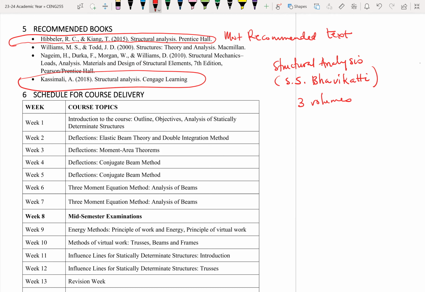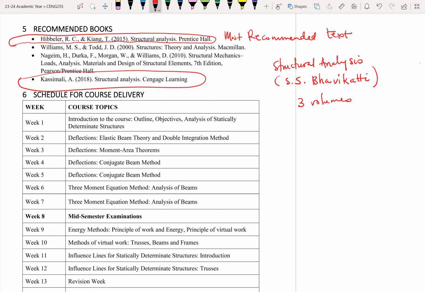All right. Then there's the Williams, and then Todd. It's also a good book. Just that the Todd book is not only on structural analysis, but it also delves into strength of materials, looking at the internal behavior of the material component of the structures.